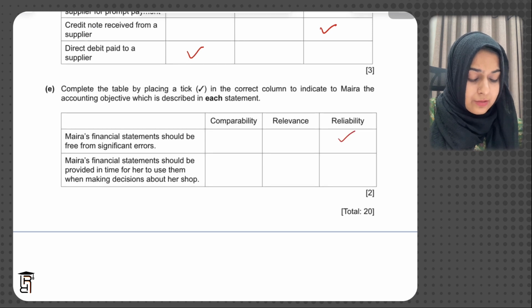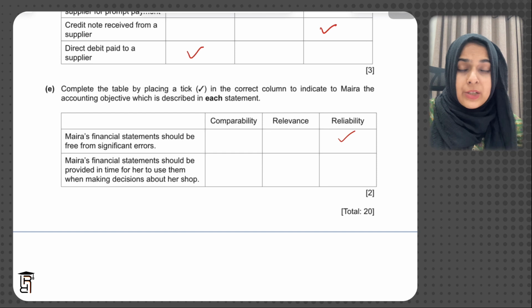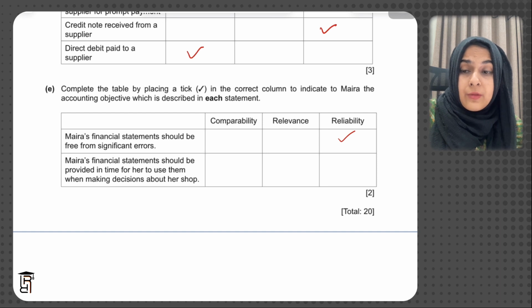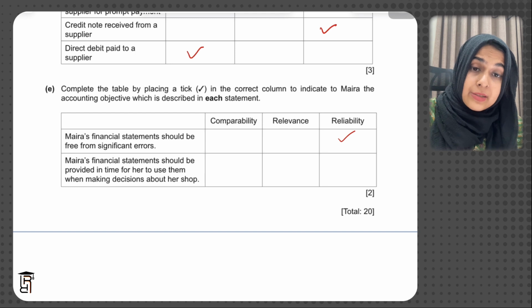In the next bit, they're saying Myra's financial statements should be provided in time for her to use them when making decisions about her shop. So the financial statements should be provided in time. So that should be the concept here. The accounting objective here is relevance. Relevance means that whenever it is relevant for the viewers of your financial statements, you have to issue the financial statements at that time.